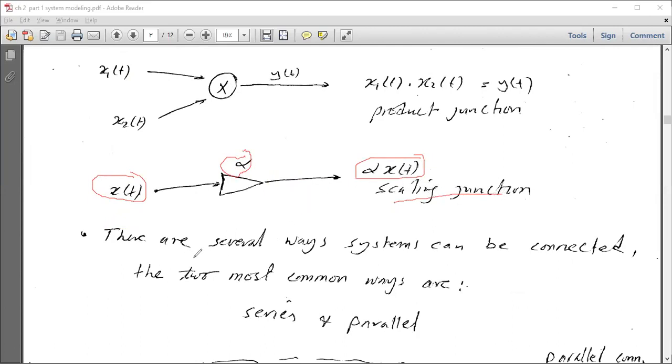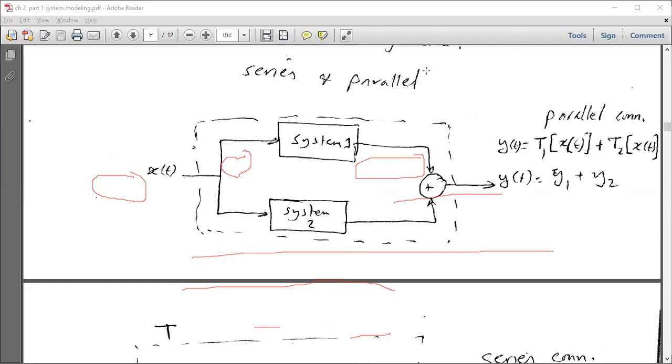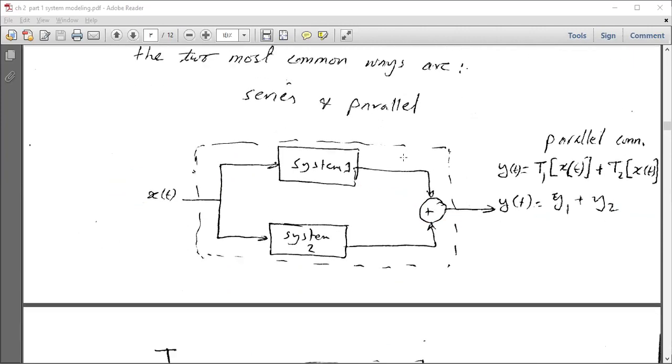Now, there are several ways a system can be connected. The two most common ways are series and parallel. Let's see, for example, parallel connection. This is system 1 and this is system 2, and there is the input and here's the output. We notice the output is the sum. This is a summing junction. It adds the output y1 and the output y2, so it adds y1 plus y2.